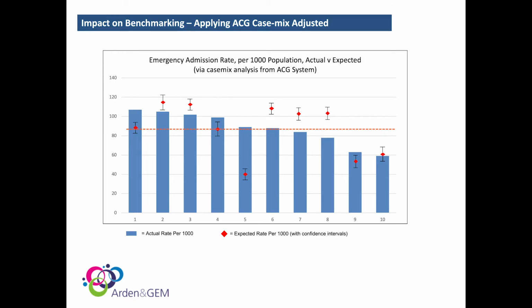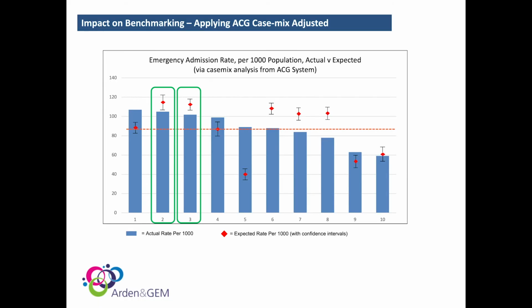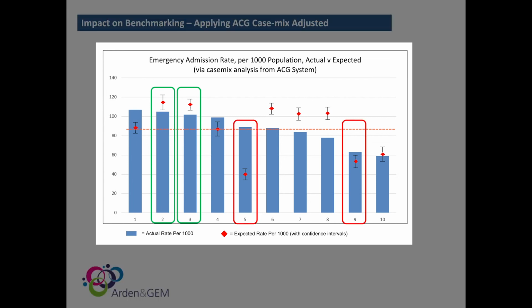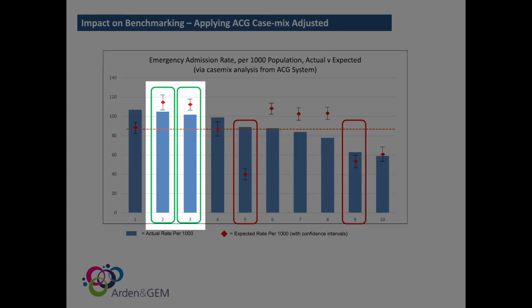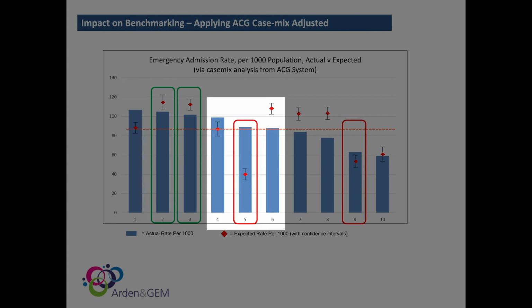Now, we can use ACG data to apply an adjustment to these figures, and we can calculate a figure based on the likely admission rate for a practice taking into account their actual levels of chronic illness. And so you can get a completely different picture if you interpose the adjustment on the figures. So now the green practices are the stars, and some of the practices that were thought to be doing rather well don't look quite as good.